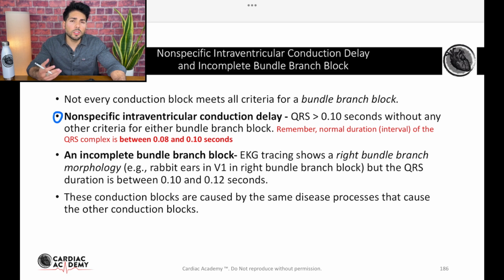And additionally to that, you're gonna see what is called an incomplete right bundle branch block. And essentially, all you're seeing is that on V1, you're gonna see that rabbit ear morphology, but the QRS complex is still gonna be less than 120 milliseconds, okay? And these are often caused by the same disease processes that can cause other conduction blocks, okay?